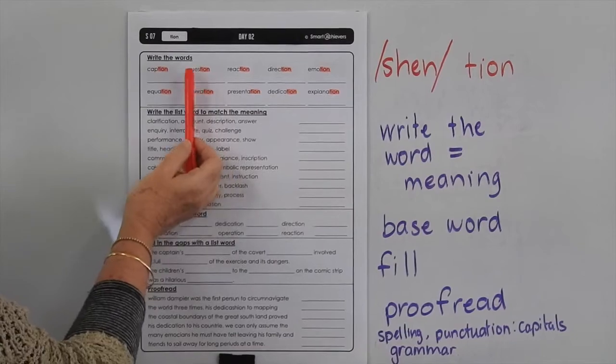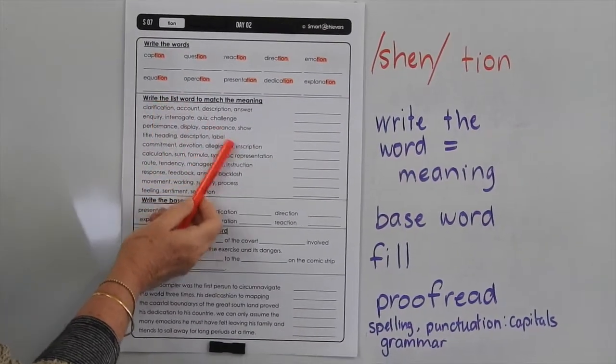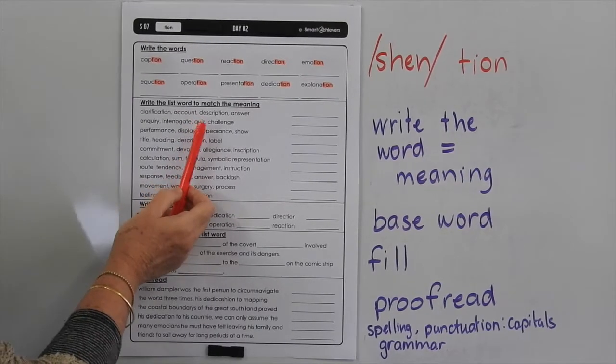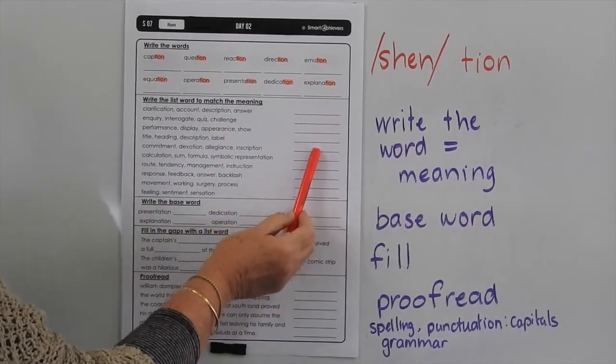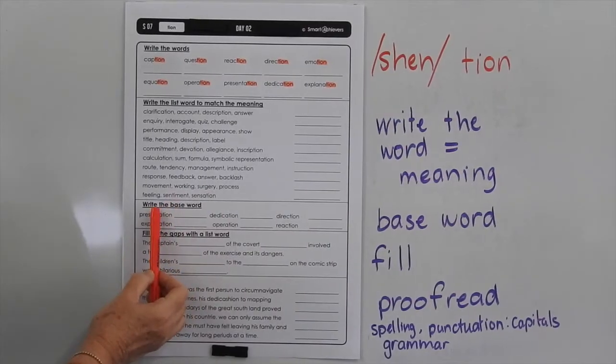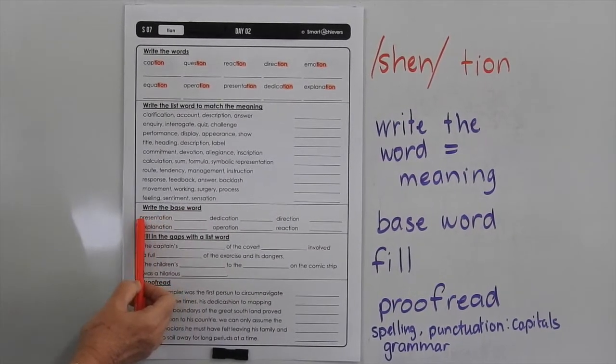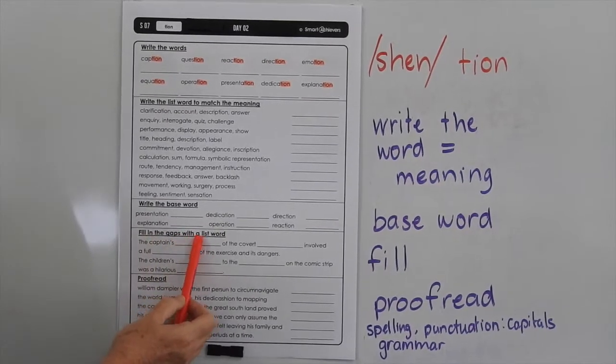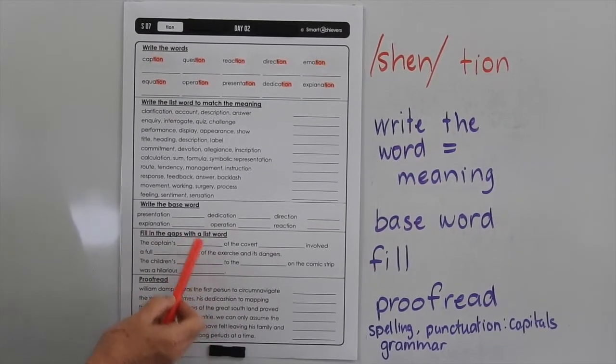Now we went through the word meanings yesterday with you, so we won't do it again today, but there's a sample of the meanings that we've discussed, and you just have to write the list word next to each of those. Down the bottom you've got to write the base word, so you have to identify what that might be and write it on the line. Fill in the gaps with the list word just to show you know the meaning of these words.